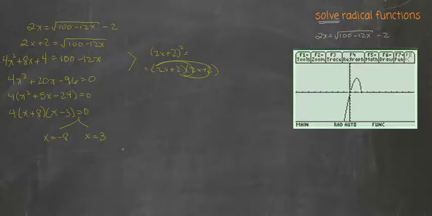Now, because it's a radical, we know that it's possible to get extraneous answers, meaning that you get solutions, but they turn out to not actually be true. One way to find erroneous solutions is to set up the domain restrictions: 100 minus 12x is required to be greater than or equal to 0.